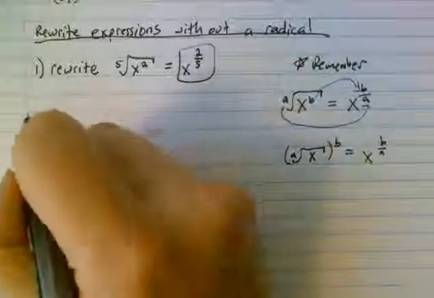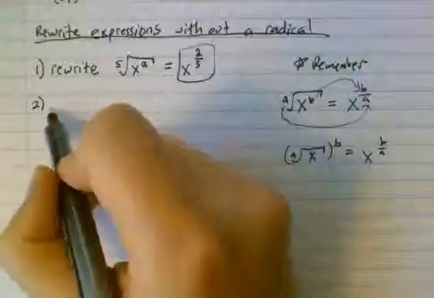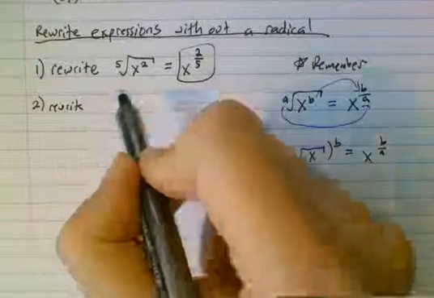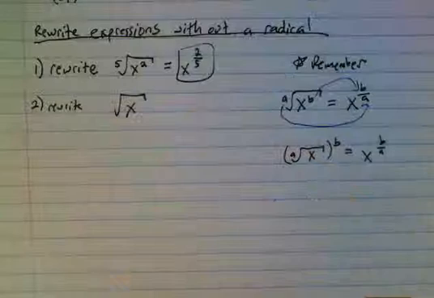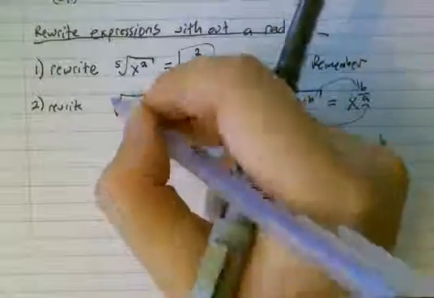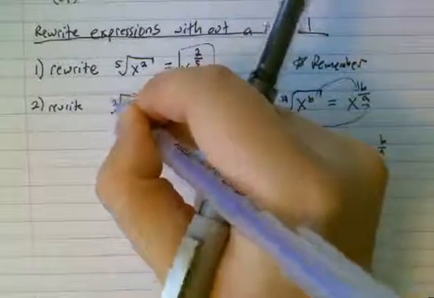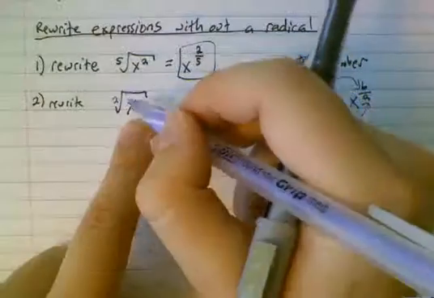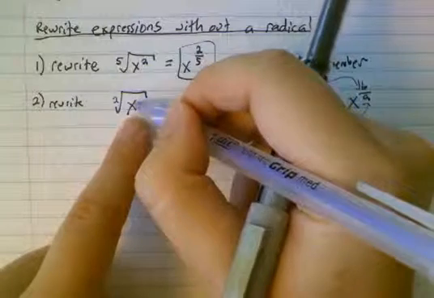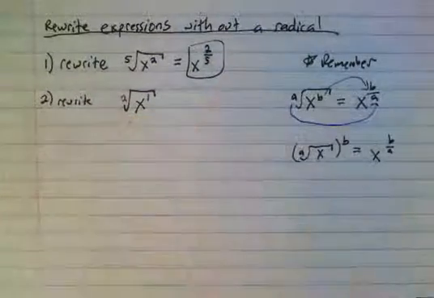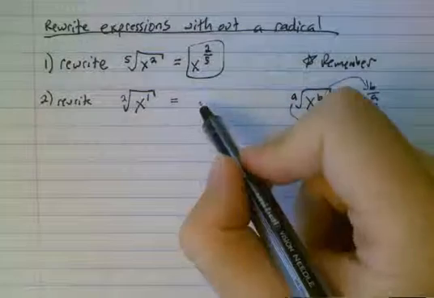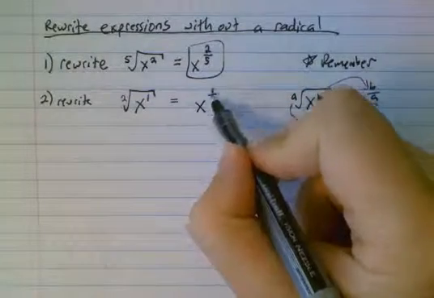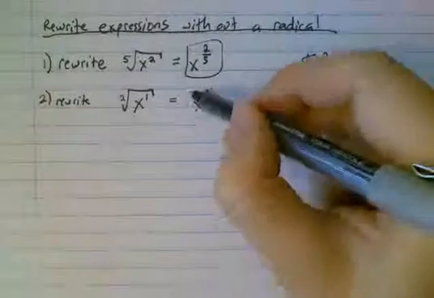Sometimes there are invisible numbers. Remember, if there's no number out here, this is just the square root. There's an invisible 2. And anything to the first power is just itself, so if we don't have an exponent, that's the same as x to the first power. So using that same rule, x to the 1/2.